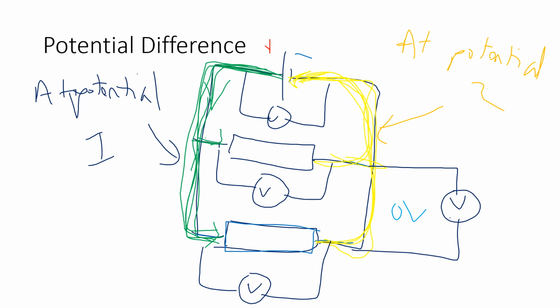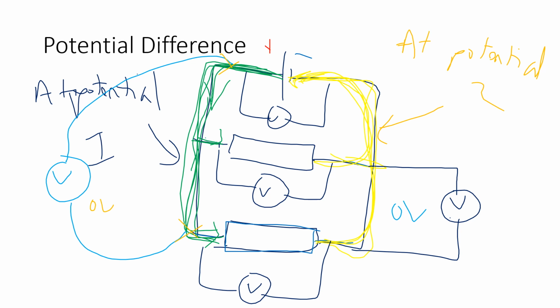Same if I put a voltmeter over on the other side. I put a voltmeter between there and there. That's still potential 1 at the top and potential 1 at the bottom. There's no difference, and so my voltmeter will read 0 volts.